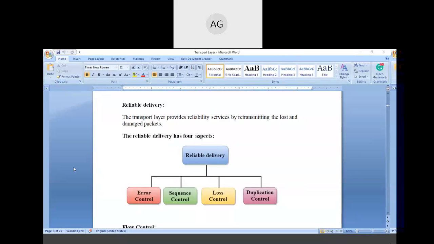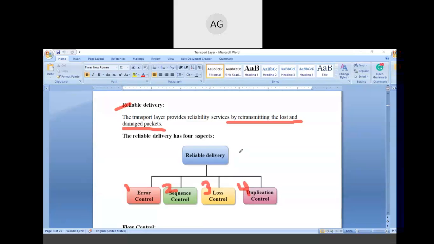Now, the third service is reliable delivery. So, the transport layer provides reliable services by retransmitting the lost and damaged packets. There are four aspects of reliable delivery. First is error control, second is sequence control, third is loss control, and fourth is duplication control.